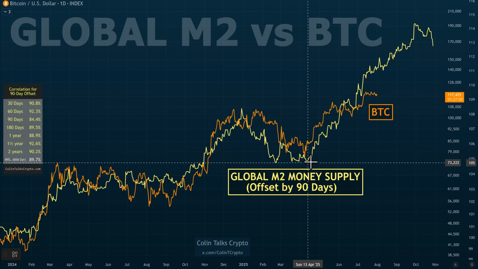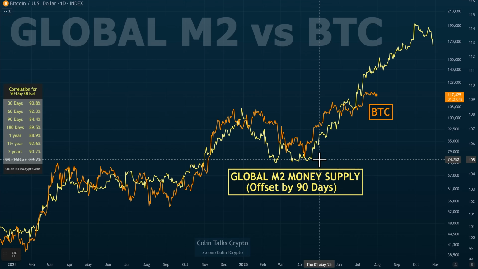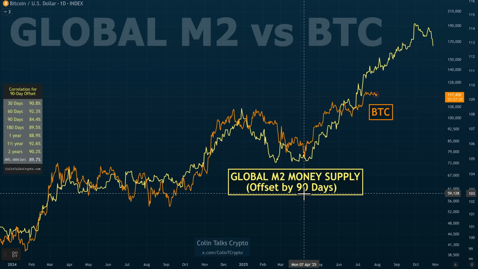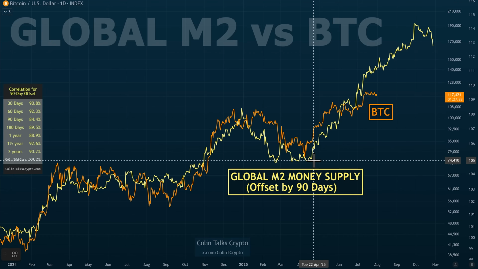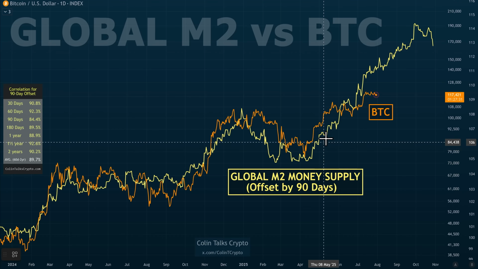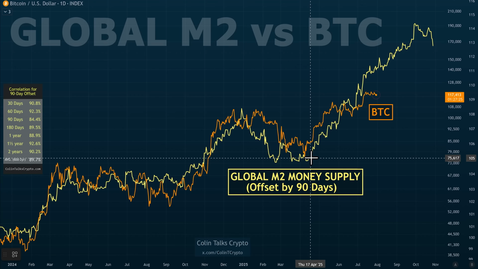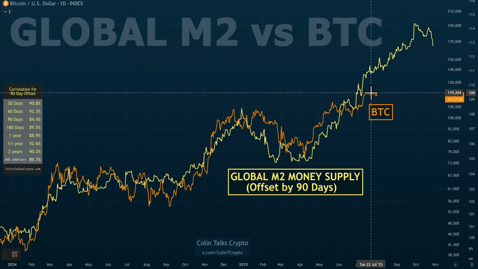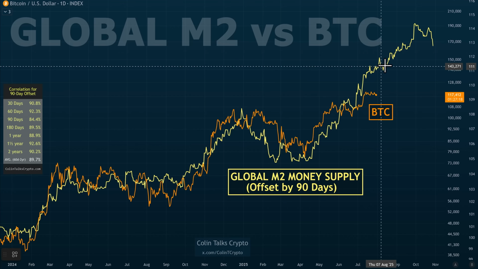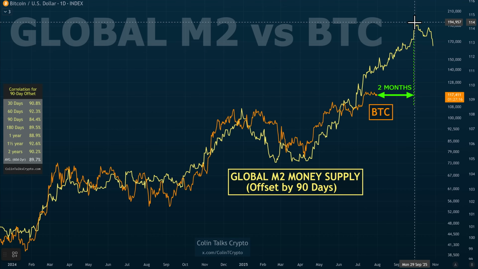So the global M2 money supply is an aggregate of the global liquidity of the top nations on Earth combined into one line and then shifted forward by 90 days in this case. And you're probably mostly all familiar with that by now. Now, what has been happening with the global M2 money supply is that it has been in a steep uptrend for a period of 6 months. We're already about 4 months into that, and we have about 2 months to go before this point right here.